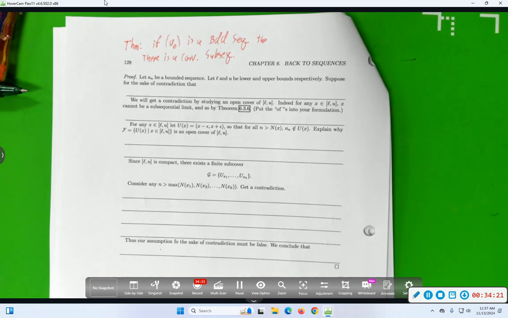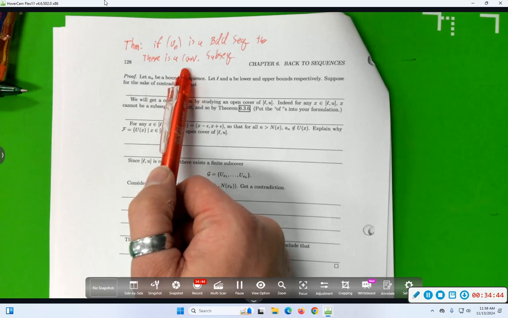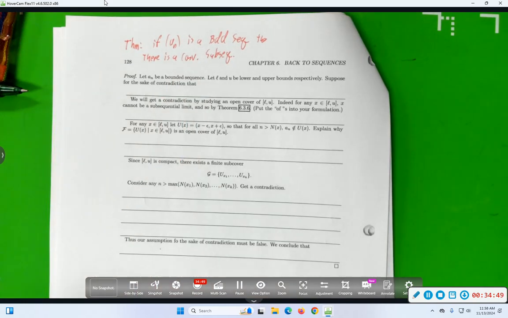All right, so let's do it. Let A and B be a bounded sequence. Let L and U be upper and lower bounds respectively. Let's suppose something for the sake of contradiction. If I want to show that there exists a convergent subsequence, then what do I get to assume? I want to show there is a convergent subsequence. Let's assume there is no convergent subsequence.